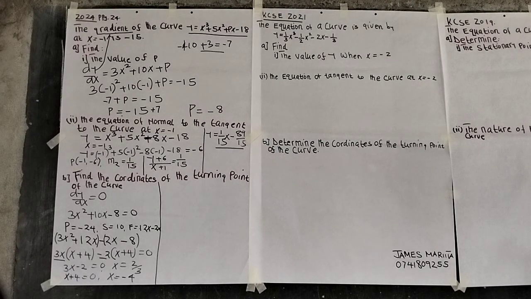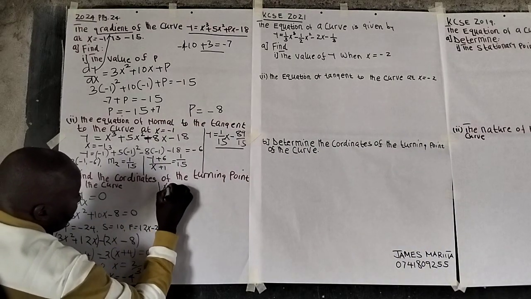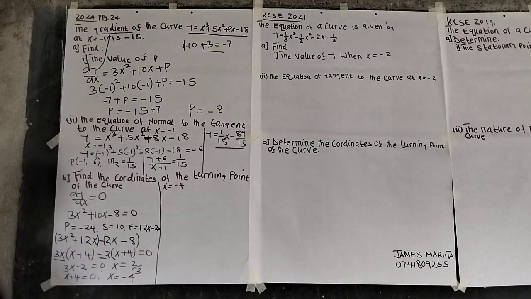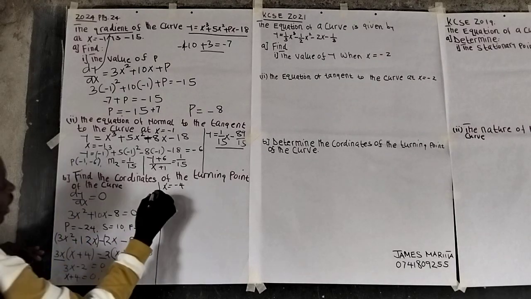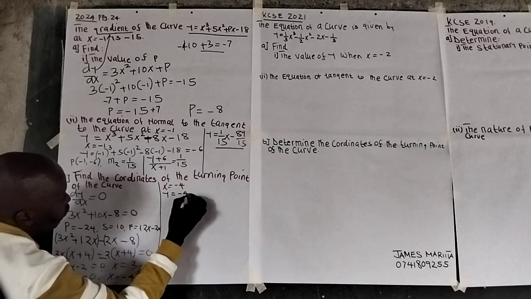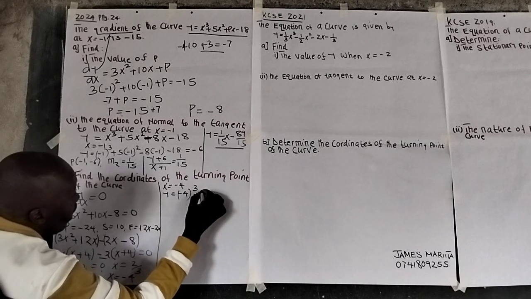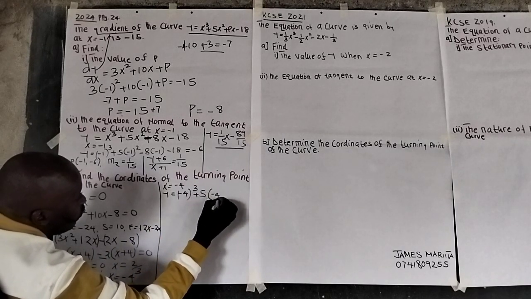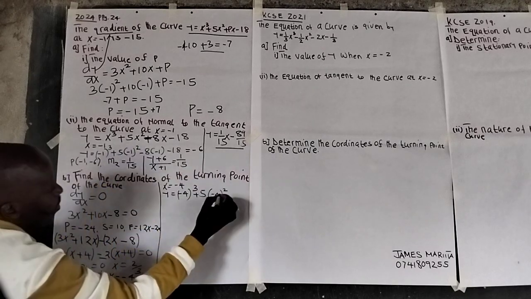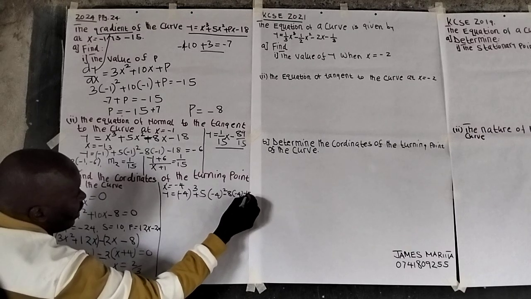So at x equals negative 4, what is the value of y? We can start from here. x is equal to negative 4. What is the value of y? You come here where we have y equals, x now is negative 4. So we have negative 4 raised to power 3, plus 5 times negative 4 squared, minus 8 times negative 4, then minus 18.